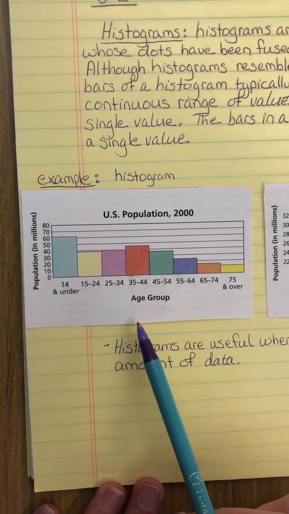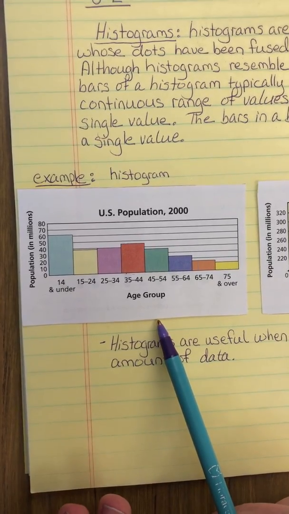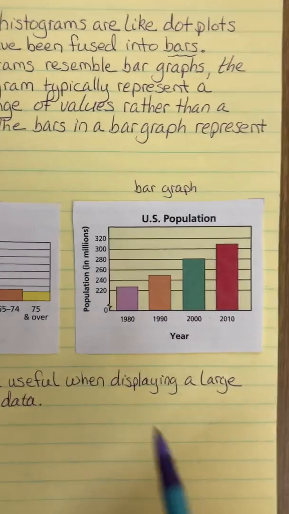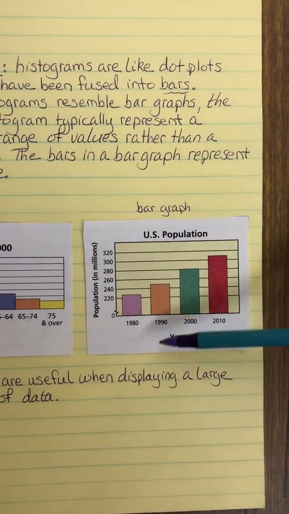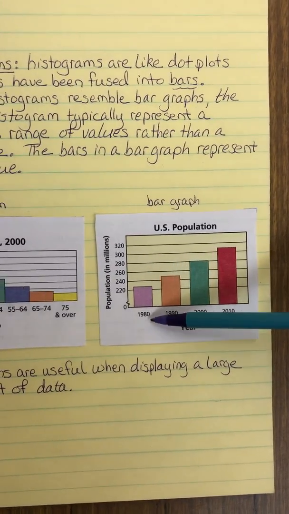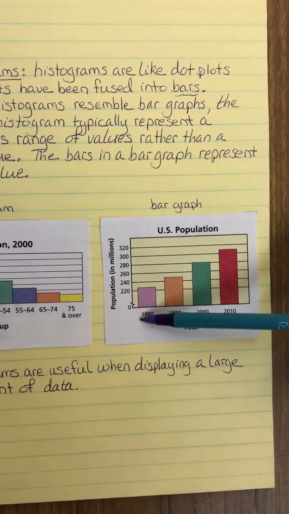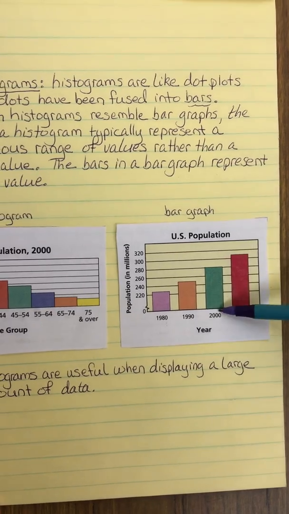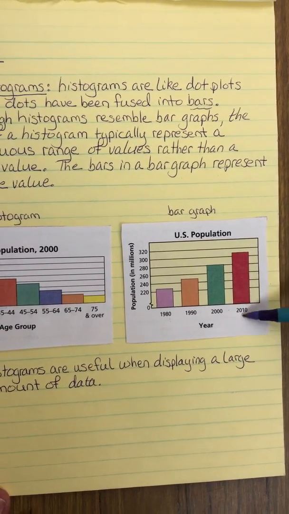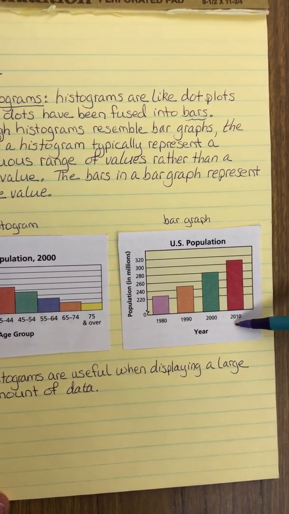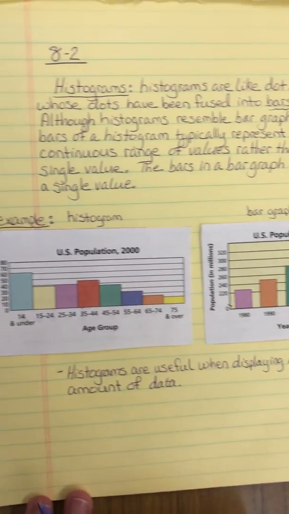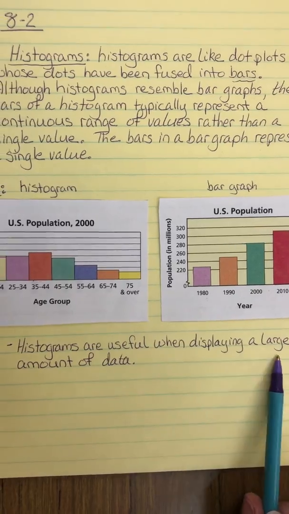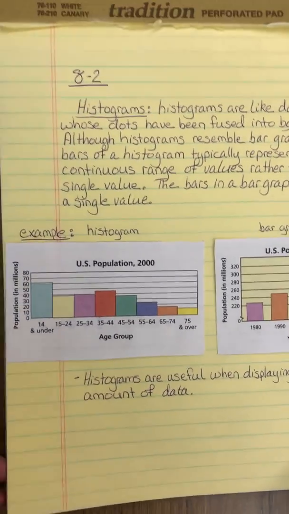So remember, histograms show a large amount of data in ranges, as opposed to bar graphs, which show not as much data in a single data point. This shows the US population as of 1980, so only the year 1980, and then so forth. One data point, as opposed to histograms, which show a range. And here's a little hint: histograms are useful when displaying a large amount of data. So those are your math notes for today.